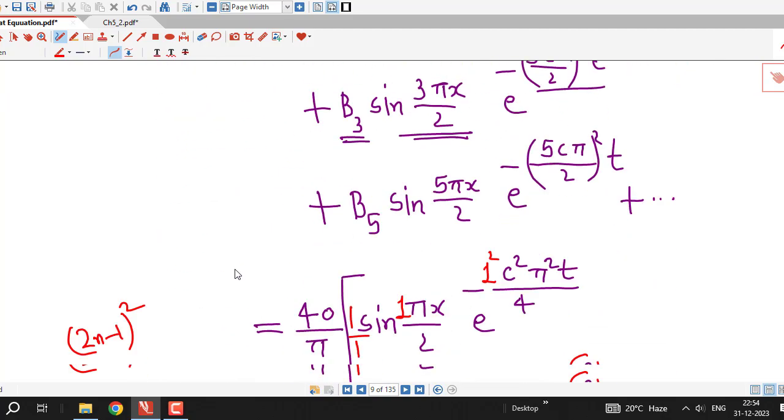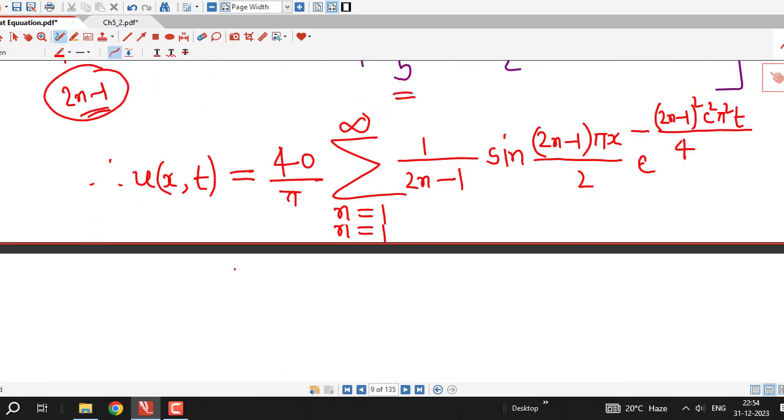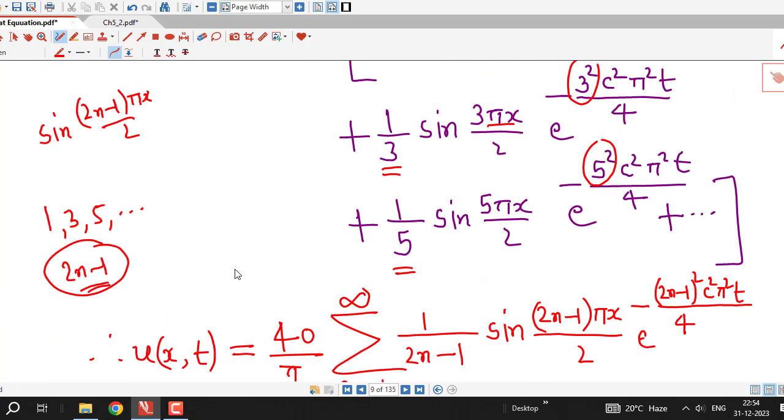So this is very easy, and we will be discussing some more problems of this type in upcoming lectures.